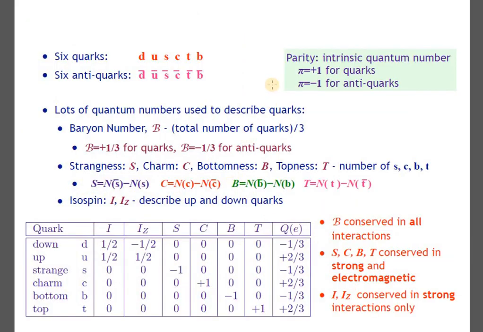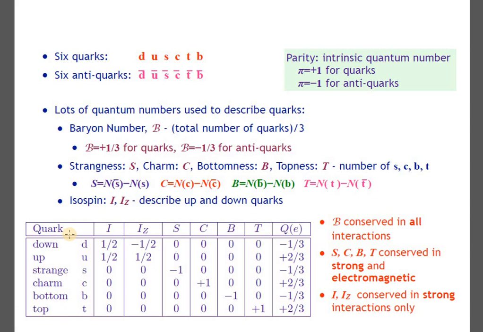So now, just to summarize, we have 6 quarks and 6 antiquarks, and these are the baryon numbers: plus 1/3 for quarks and minus 1/3 for antiquarks. And we have separate quantum numbers: strangeness, charm, bottomness, topness, and these are the numbers. These are the various properties of these 6 quarks.